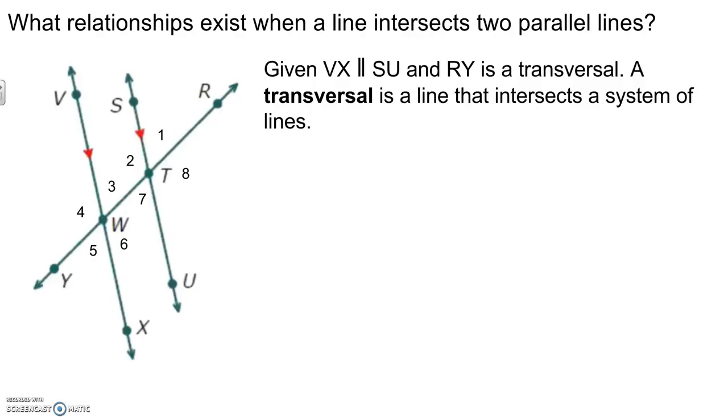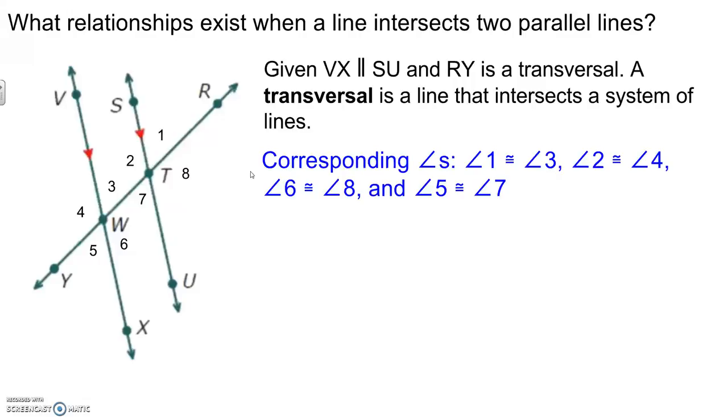What relationship is this when a line intersects two parallel lines? Given that VX is parallel to SU, and RY is a transversal. So transversal means that when it intersects those two lines, it intersects them at the same angle. Okay? So RY is the transversal of these two parallel lines. To simplify this a little bit, I put some numbers here to make it easier as we're discussing the angles.